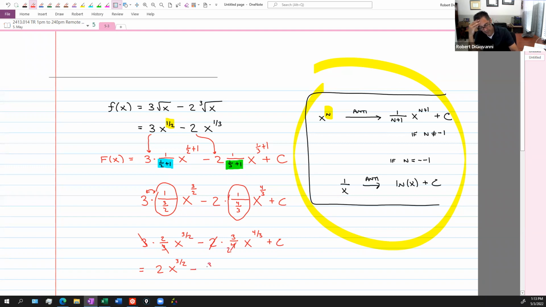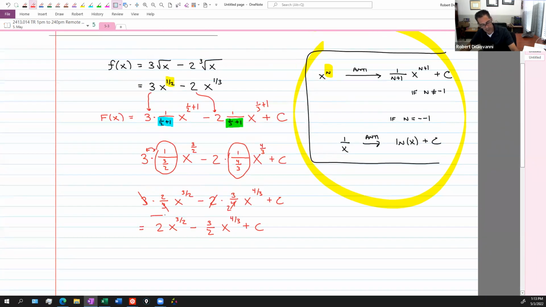So I get -3 over 2 x to the 4/3 plus c. And that would be an acceptable answer right there. I have a question. Yes.